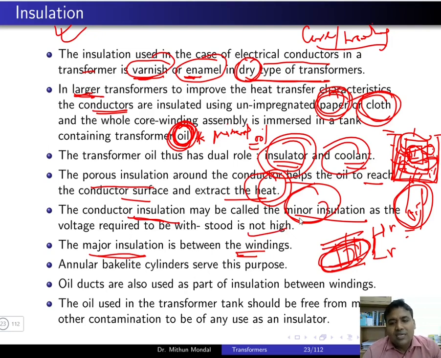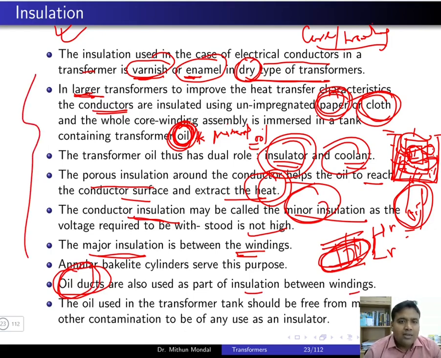So where the voltage is less, you can go for minor insulation. And also you will provide ducts, oil ducts. These oil ducts are used between the insulation and the winding. So this generally is the feature of the insulation which is very important in a transformer, and the oil plays a very important role for cooling and the insulation purpose.